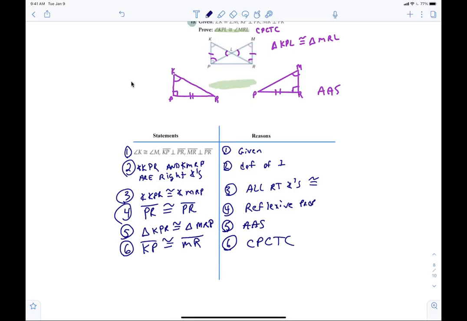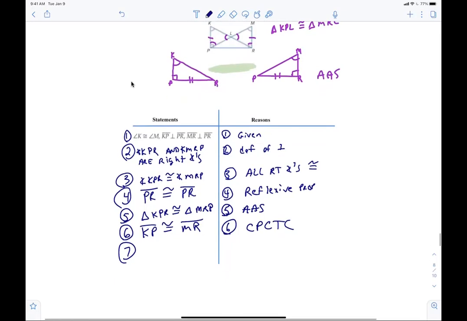So now, what's the next game plan? What do I need now? Who remembers? Tell me. Angle KLP. Yes, good job. Angle KLP is congruent to angle what? MLR. Why is that? VAT, thank you.